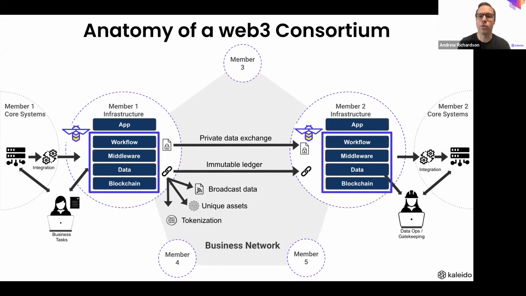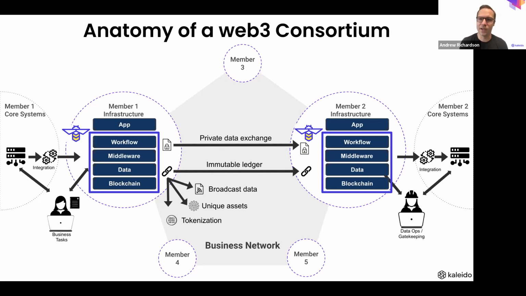And they're going to want at least two ways of exchanging data, right? They're going to want some data that's going to go privately directly from one member to another. And then, of course, the central piece that we all like to talk about, an immutable ledger or blockchain, where they can have public verifiable data and some other interesting constructs like digital assets, tokenization. So this is the whole landscape that we're talking about.